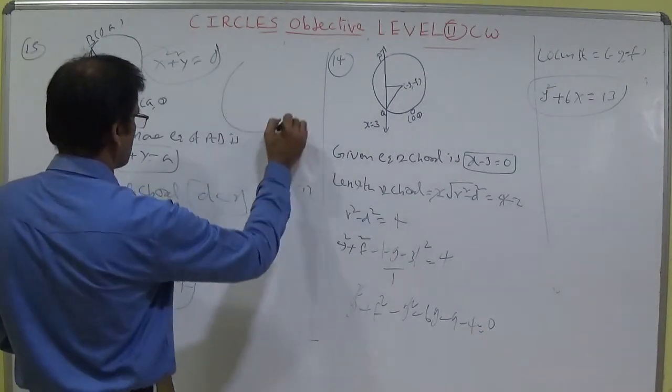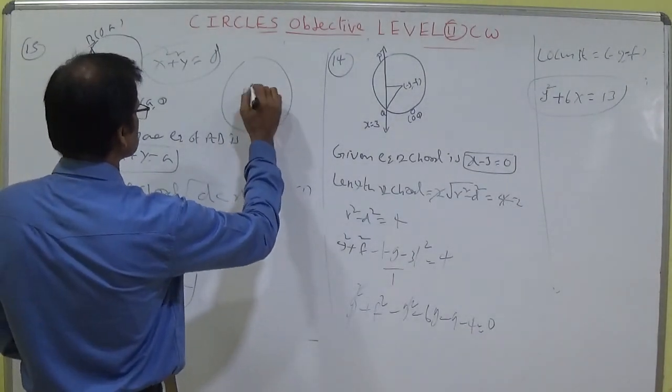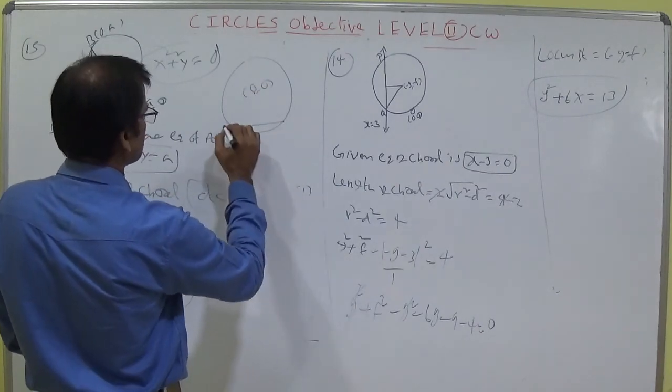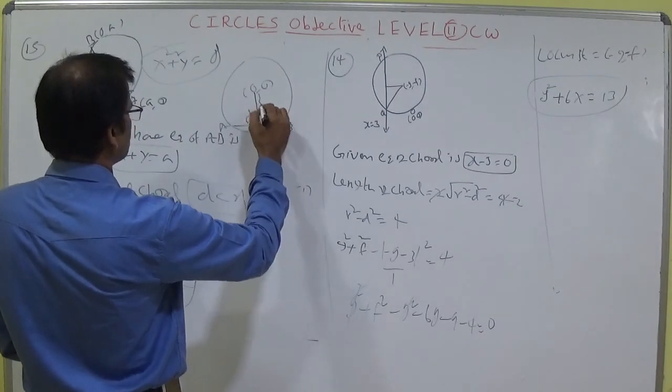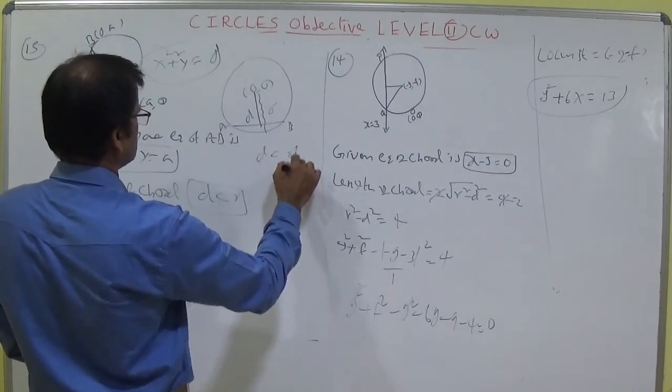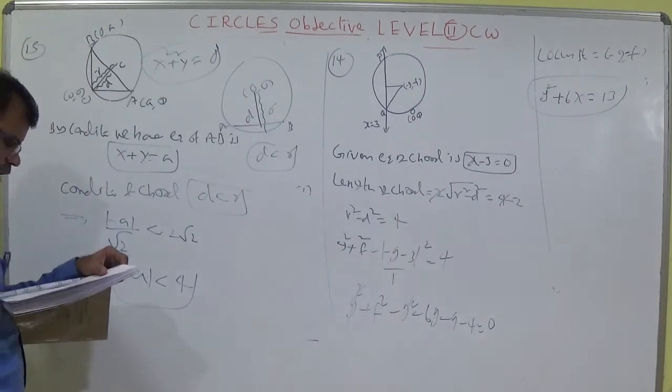You can write the diagram like this. This is a center 0, 0, draw a chord, this is AB, and simply this is d, and the full one is r. You can use d less than r. So mod A is less than 4.